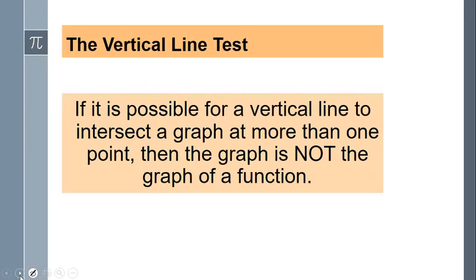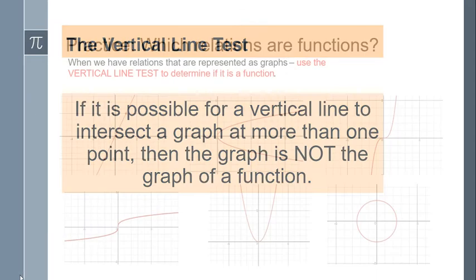All right, so before I go on and talk about representing relations as graphs, I want to introduce you to something called the vertical line test. This is how we test to see if a relation that's represented as a graph is also a function. The vertical line test states that if it's possible for a vertical line to intersect a graph at more than one point, then the graph is not the graph of a function. So let's demonstrate that to see exactly what I mean.